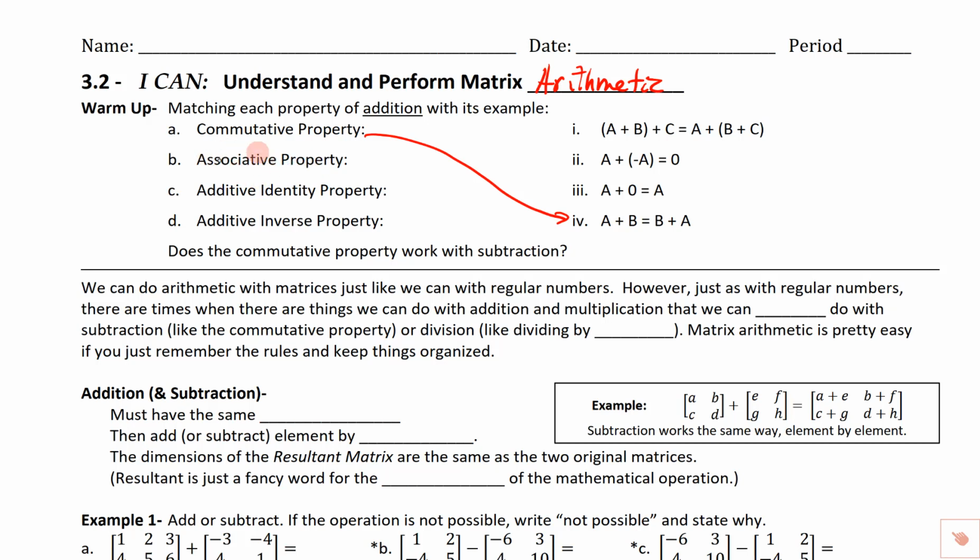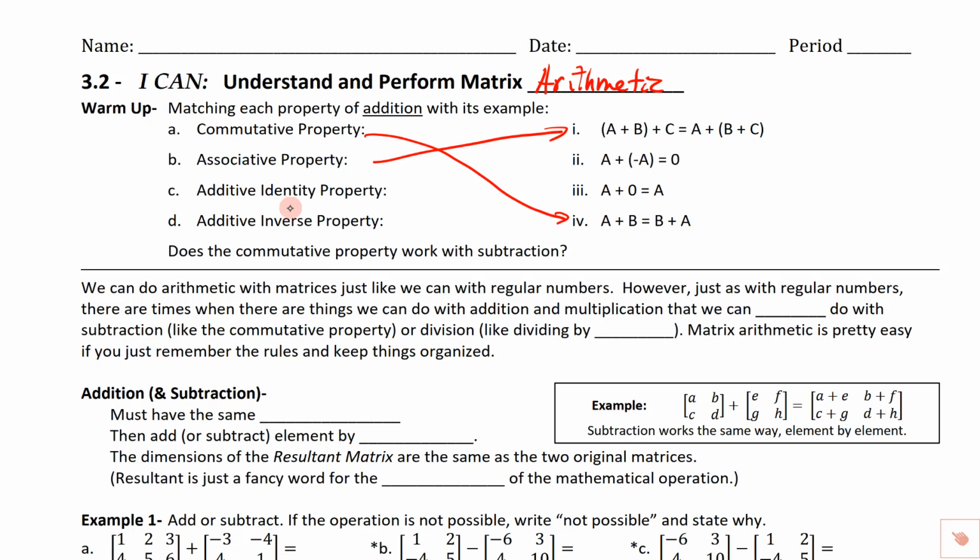The next one is the associative property. When you associate with things, you group them. So we're looking for things that have changed their grouping. Grouping normally requires parentheses, and the only two with parentheses are these guys right here. This is the one that's changed the grouping. Here A and B were grouped, and here B and C are grouped. So the associative property of addition is illustrated right there.